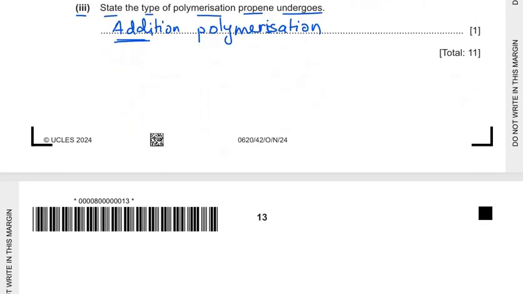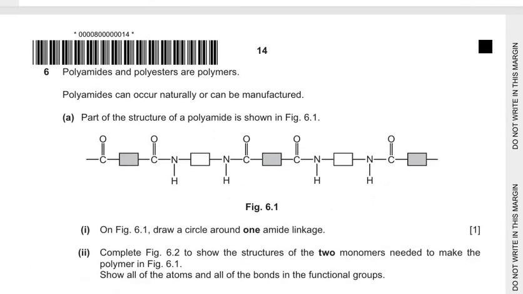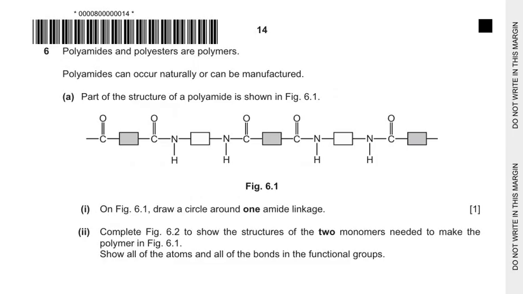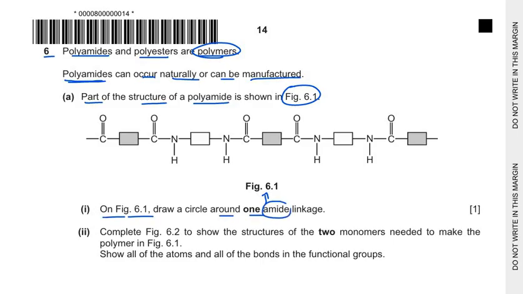Okay, let's go ahead with the last question, that is question 6 here. So question 6 is polyamides and polyesters are polymers. Polyamides can occur naturally and can be manufactured. Part of the structure of a polyamide is shown in figure 6.1, that is this one. This figure here, a polymer chain is shown. Now on figure 6.1, draw a circle around one amide linkage.